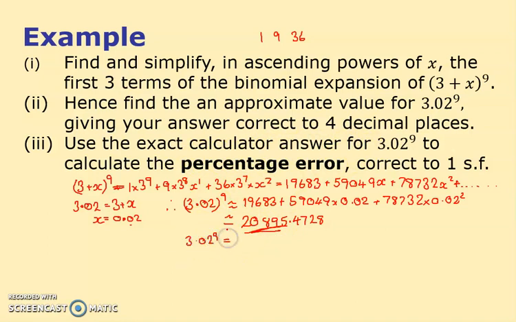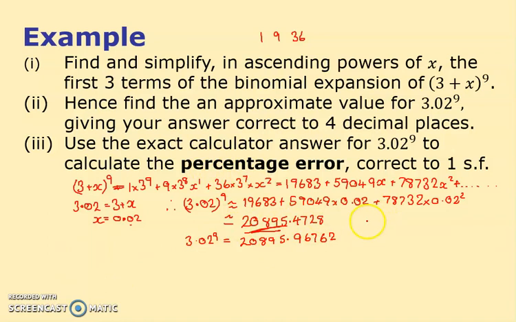It's exactly equal to 3.02 to the power of 9 equals 20895. It seems very close so far. 0.96762. So it's not exactly the same. And it wants me to calculate the percentage error.